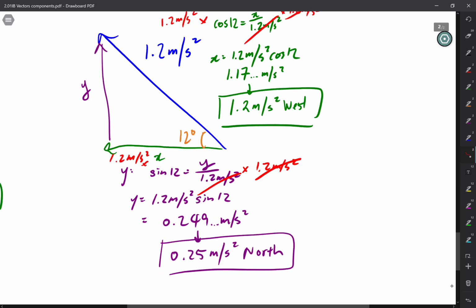In the y direction, this is this guy over here, you have sine 12, so this is opposite over hypotenuse. So sine 12 is opposite y over the hypotenuse, 1.2 meters per second squared, and then solving for y, giving 0.25 meters per second squared north.